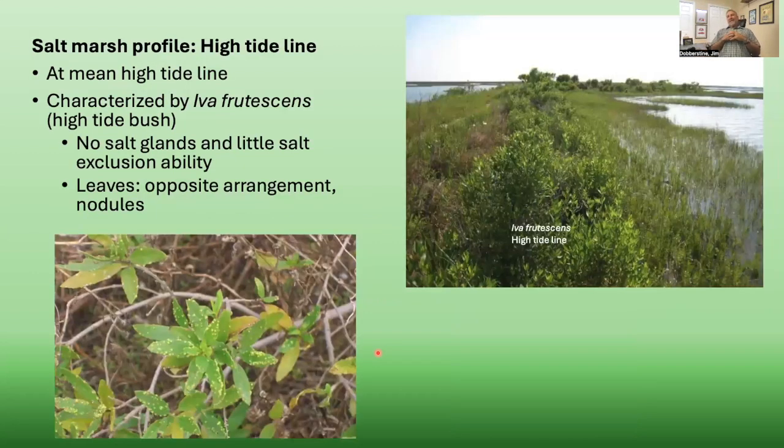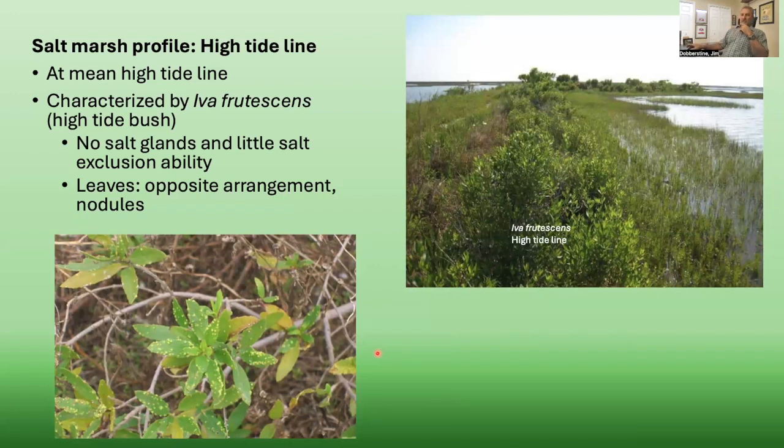Okay, so as you work your way down towards the high marsh, you'll find the high tide line. And again, one plant that really demarks that high tide line really well is, by common name, referred to as high tide bush, but the scientific name is Iva frutescens. And this is a bush that has no salt glands, so it doesn't really have the ability to manage salt very well. So, really has very little exclusion ability.